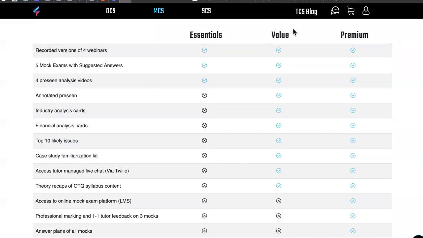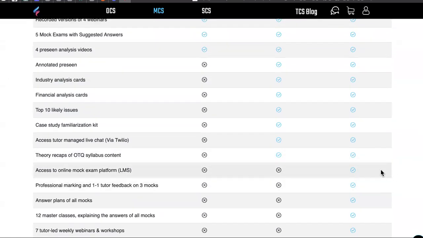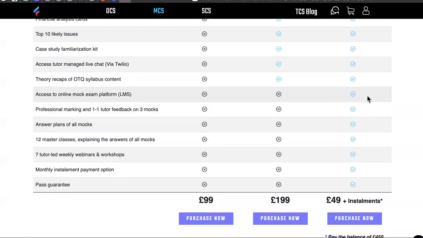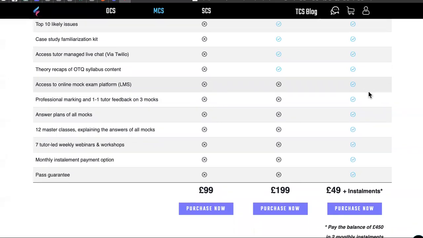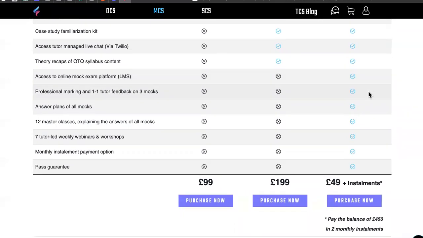You would find all material which comes under the value pack. On top of that, you would have access to the online mock exam platform, or the LMS. So when attempting your mock exams, you can attempt all 5 mock exams under exam conditions within our mock exam platform, which has been developed akin to the Pearson VUE system.